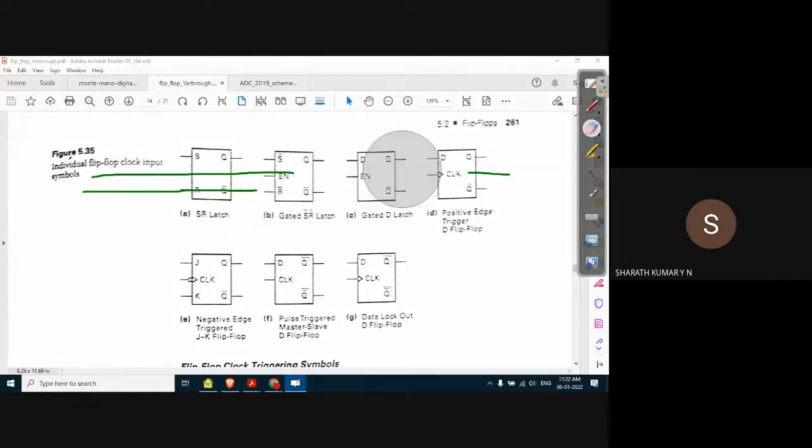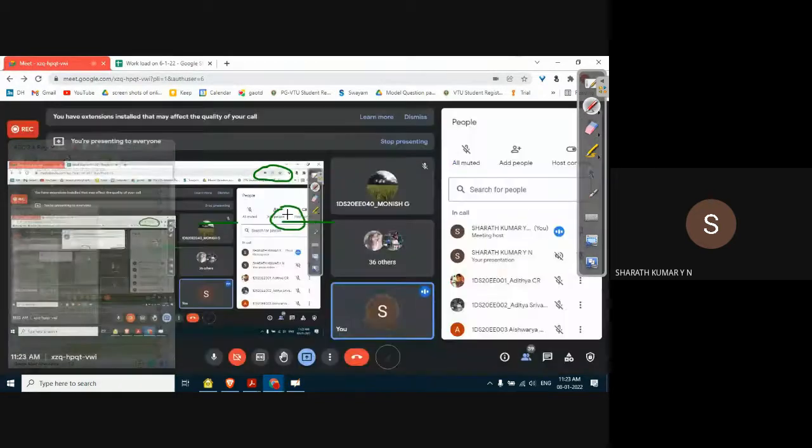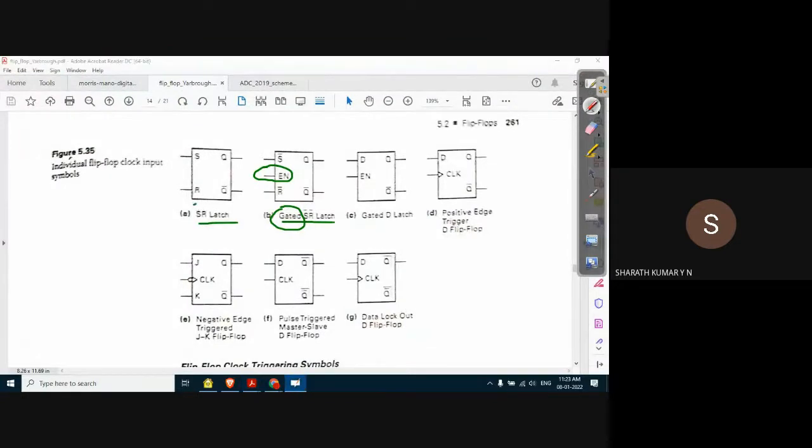So we can see different logic symbols of different flip-flops, starting from SR latch, gated SR latch. What is the meaning of gated? You may not find this word in all the textbooks. If there is an enable input, then we can call it a gated SR. Gated means control. We are controlling the operation of the latch using the enable input. In the absence of enable input, we don't have any control except through the input. In this case, not only the input, enable also gives additional control.